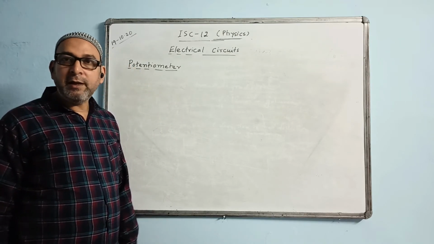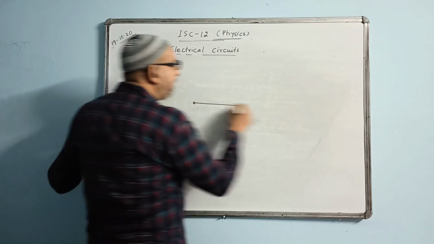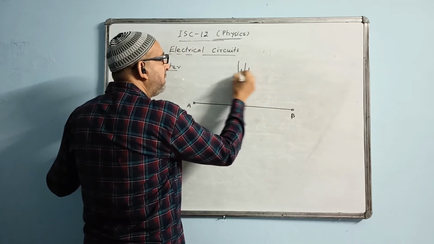And how do we find potential gradient? It's very simple. Suppose we are having a wire like this, AB is a wire, and we are having a cell like this.